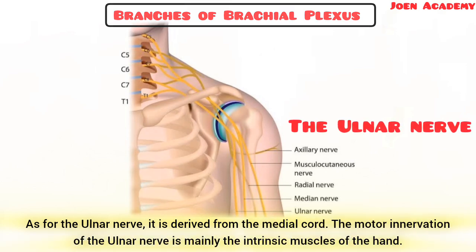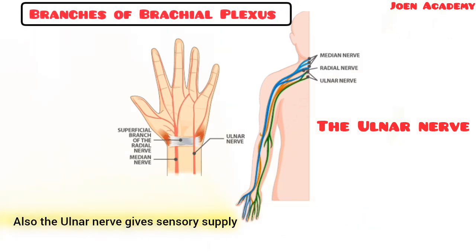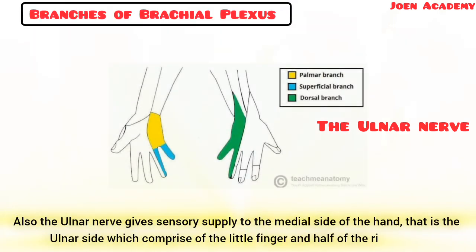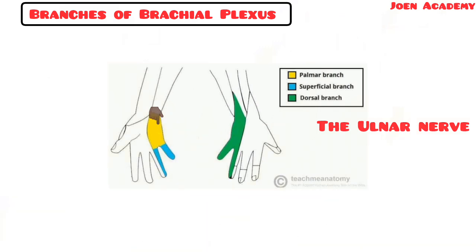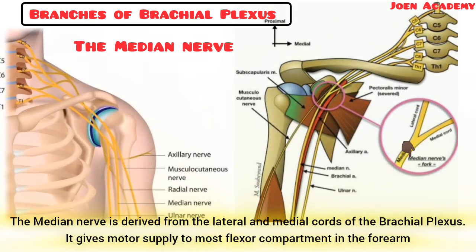The motor innervation of the ulnar nerve is mainly intrinsic muscles of the hand. Also, the ulnar nerve gives sensory supply to the medial side of the hand, that is the ulnar side, which comprises the little finger and half of the ring finger. The median nerve is derived from the lateral and medial cords of the brachial plexus.